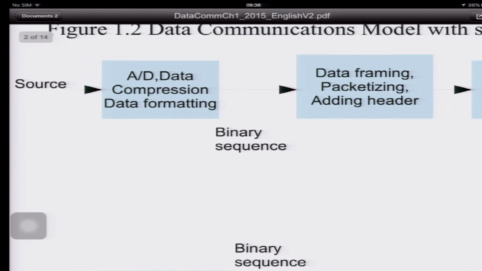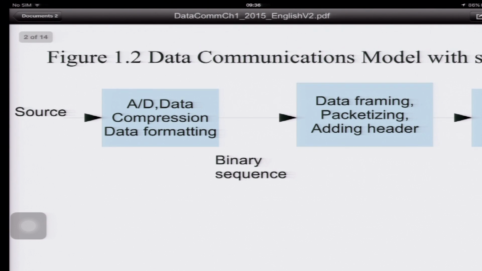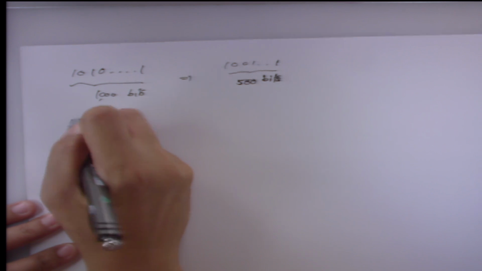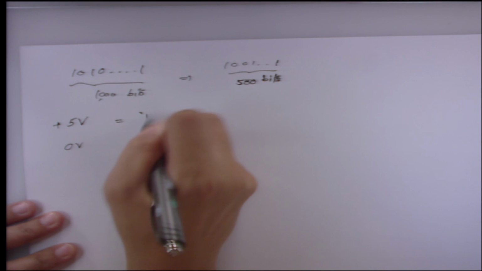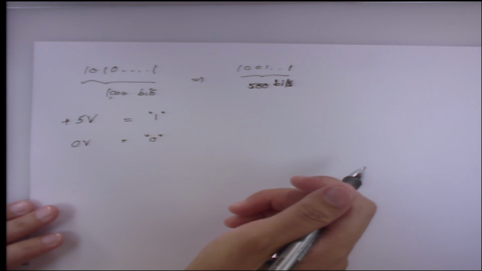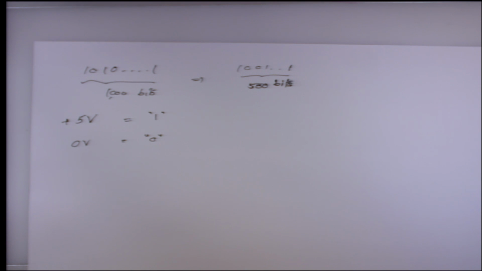Then there's data formatting. As I said before, if you do like 5 volt and 0 volt, you say this is equal to bit 1 and this is equal to bit 0. So this is data formatting. Again, we will learn about this later too.